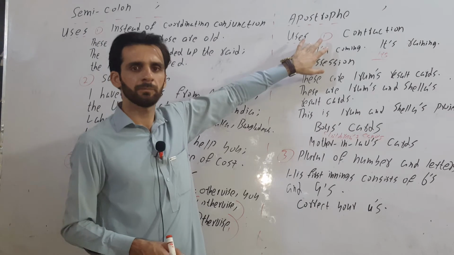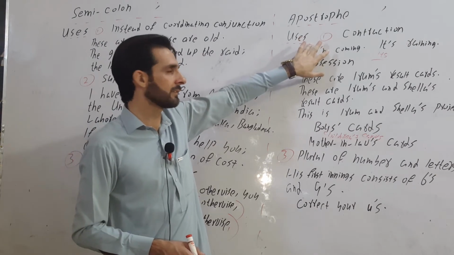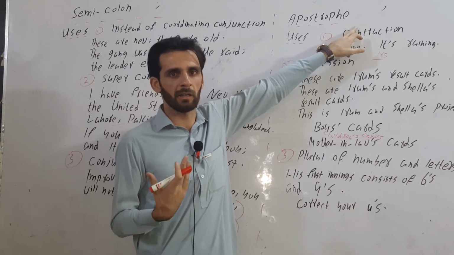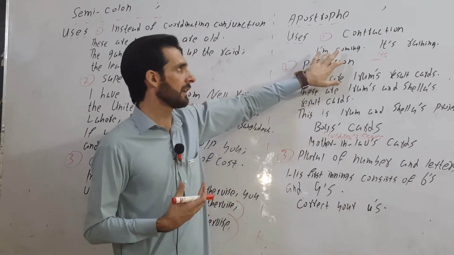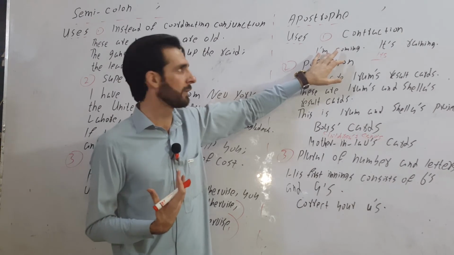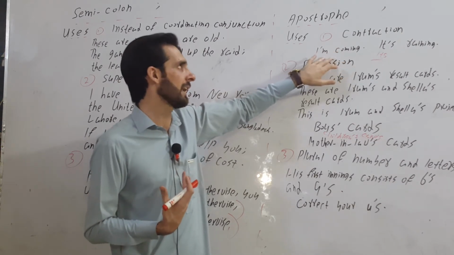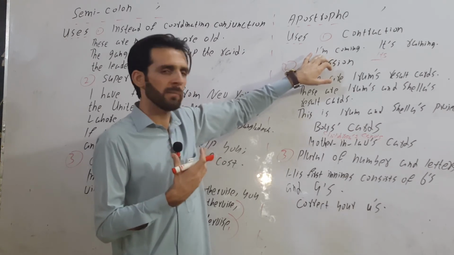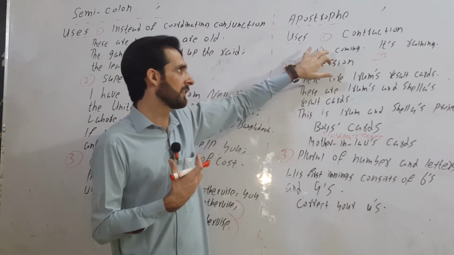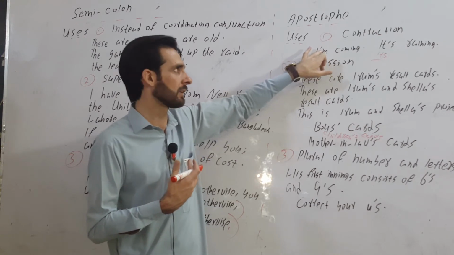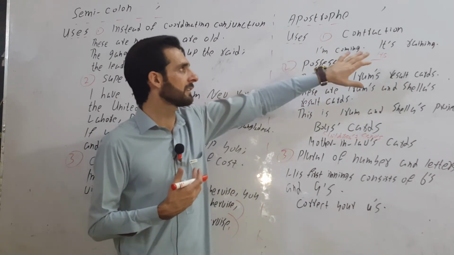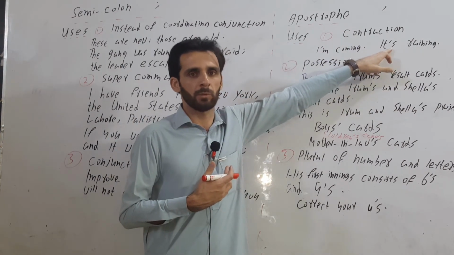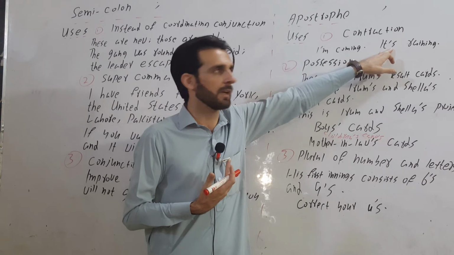The next punctuation mark is apostrophe. This is the symbol. We also call it flying comma or inverted comma. The first use is in contraction where we omit some letters in the construction. I am, here a is omitted, skipped, therefore instead of it we have used flying comma, inverted comma, apostrophe. It is raining, it's raining. I is omitted, skipped, therefore we have used flying comma, apostrophe, inverted comma.